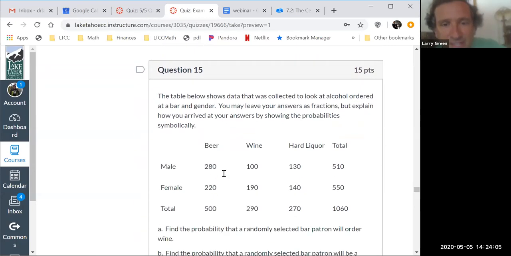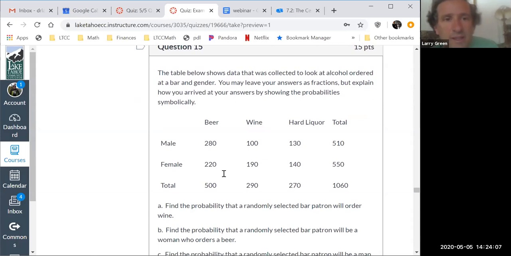Okay, let's go to question 15. The table below shows data that was collected to look at alcohol ordered at a bar and gender.